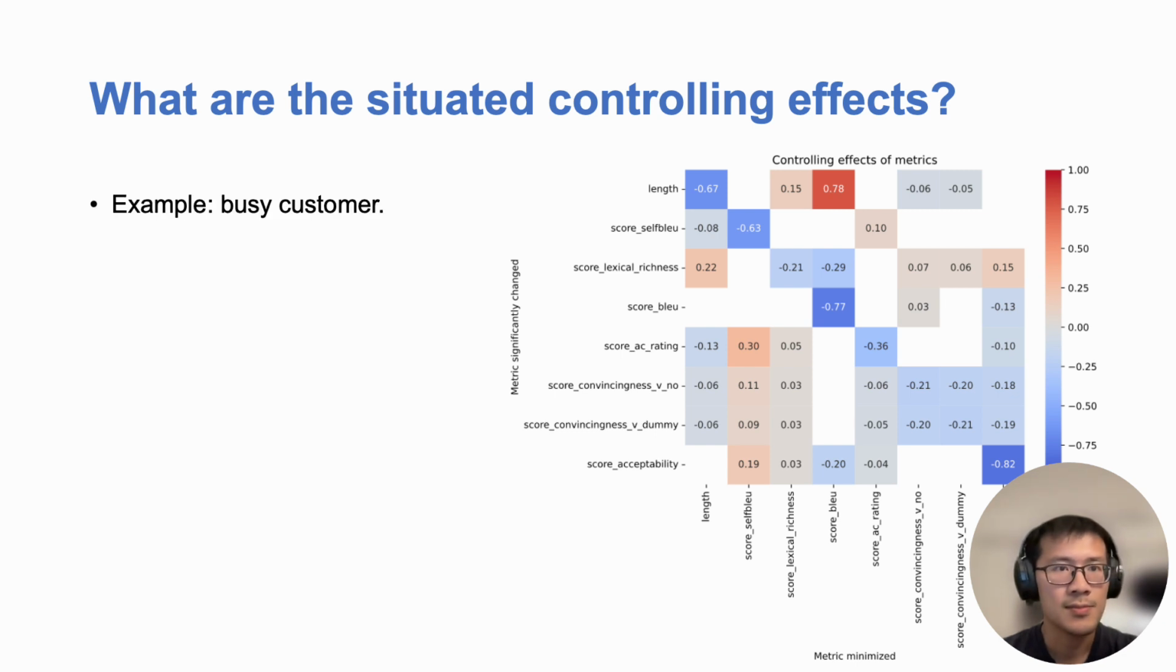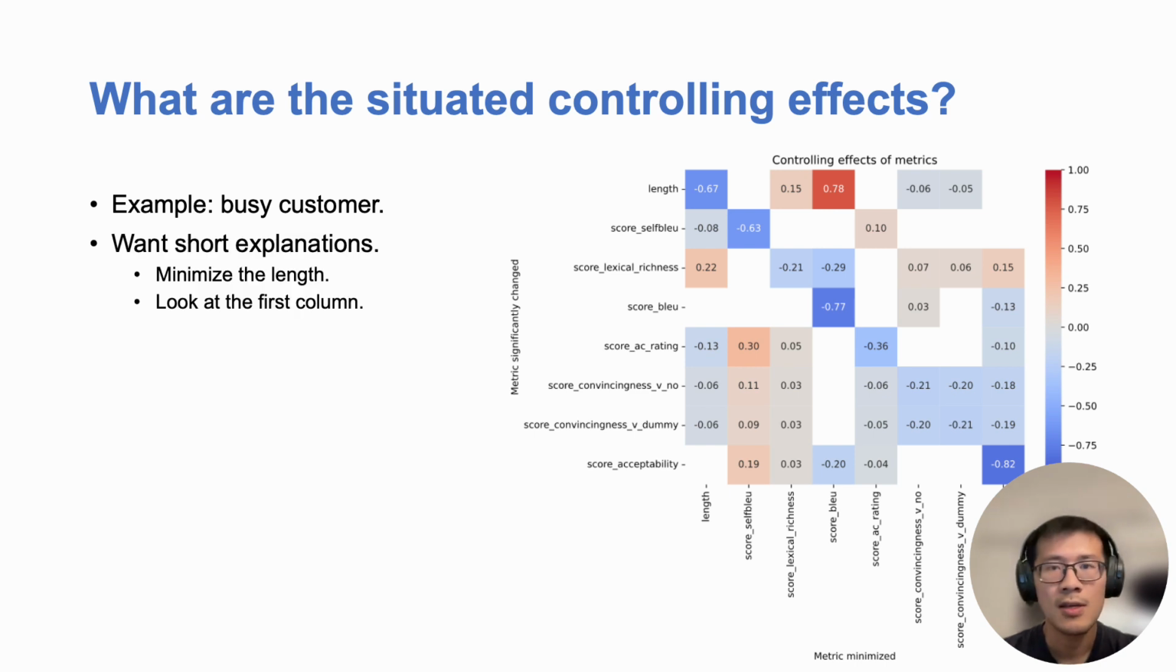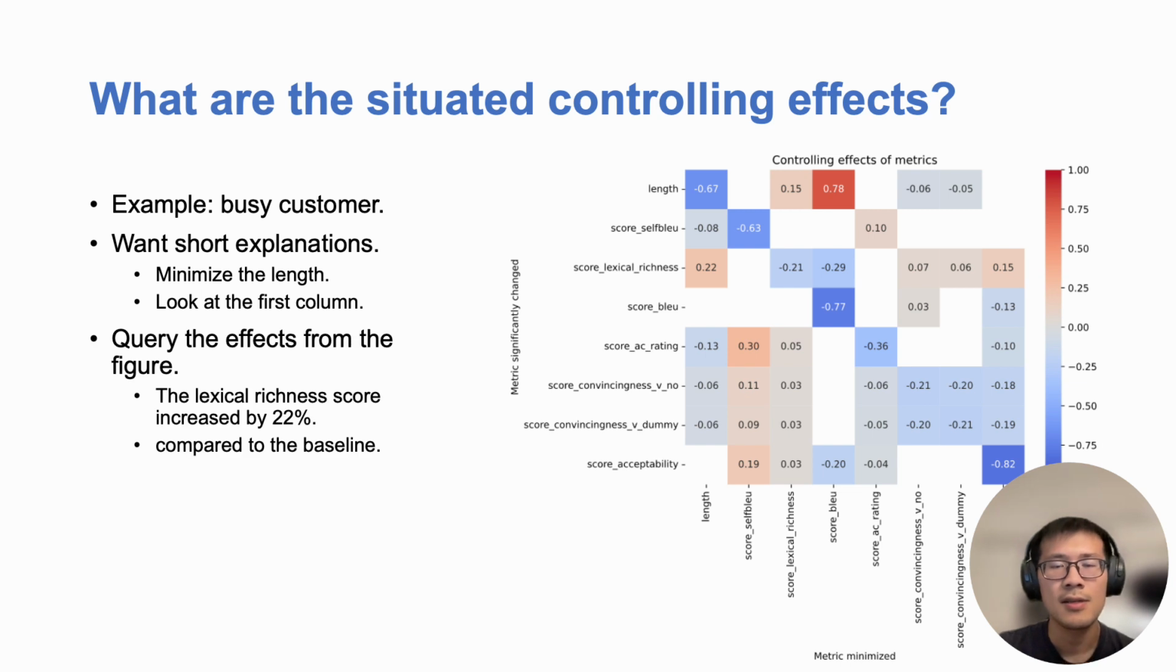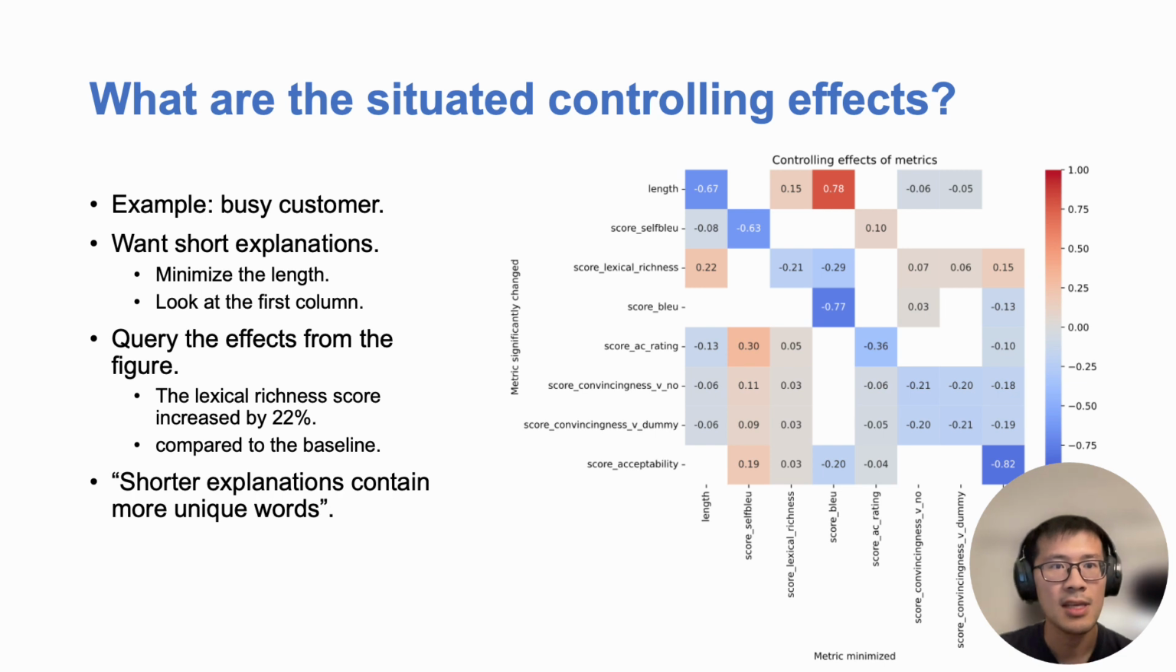An example is to select the shortest explanation for a busy customer. We can select the explanation by the minimal length. In this case, we need to look at the first column. The numbers in the first column reflect the percentage of changes in each of these features after we select by the minimal length. And as we can see, for example, the lexical richness score increased by 22% compared to the baseline, indicating that the shorter explanations contain more unique words.